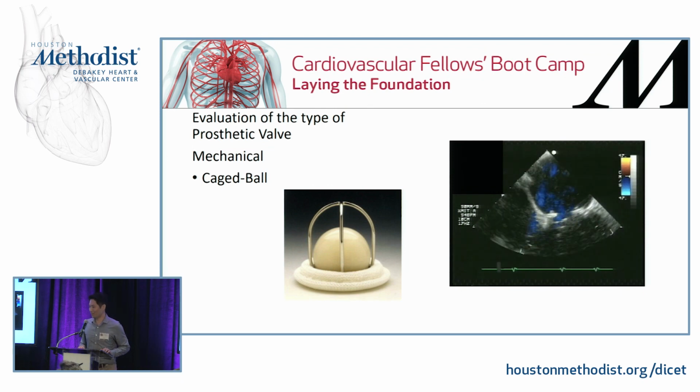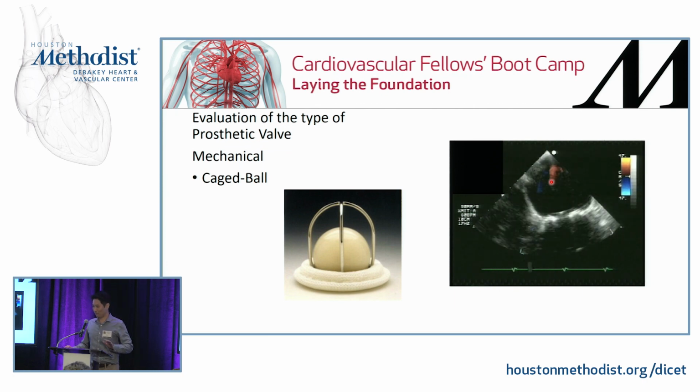So we're going to look at some echo images. This is for those of you who haven't seen it before. I've never seen this in real life either. This is a caged ball, or Starr-Edwards, valve. Whenever you're looking at an echo image, you start off with where it is in the body. This is mid-esophageal, and you say what kind of view it is. This looks like a 4-chamber view, although I don't have the actual echo probe in my hands. You can see the characteristic flow going around the ball during opening, and then as it closes, you can see a whiff of regurgitation.